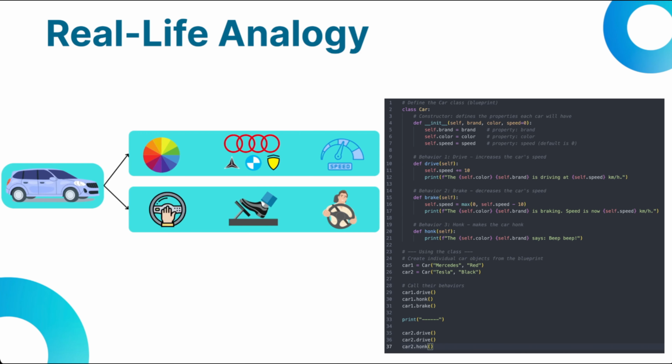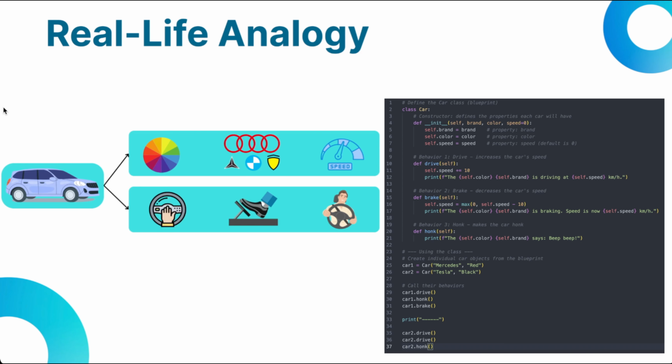How it works in object-oriented programming. In object-oriented programming, you create this car class once. Then from that class, you can create many individual cars called objects, like a red Mercedes, a black Tesla, or a blue BMW. Each car object keeps track of its own data, that is, its color, brand, and current speed. But they all share the same blueprint.